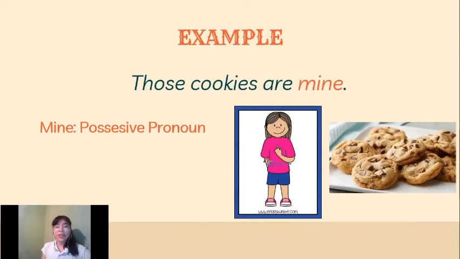We've got an example here. The example is, those cookies are mine. So mine is the possessive pronoun here. It means that the cookies right here belong to me. I am the owner of those cookies. So those cookies are mine, all right? So that is how we use possessive pronouns in these cases, by showing ownership of the things or relationship to the people around us.